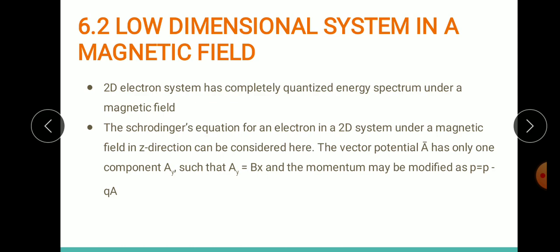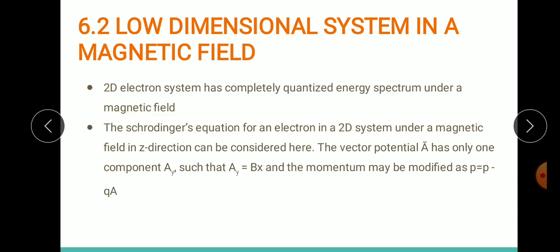Why? There are just two dimensions. So suppose your structure is in the x and y direction, and the magnetic field is applied in the z direction, which means the electrons in x and y will be quantized, their energy levels will be quantized. As a result, the magnetic field will completely quantize the energy levels of a 2D electron system. So let's try to determine an equation for that. We'll start with the Schrödinger wave equation.